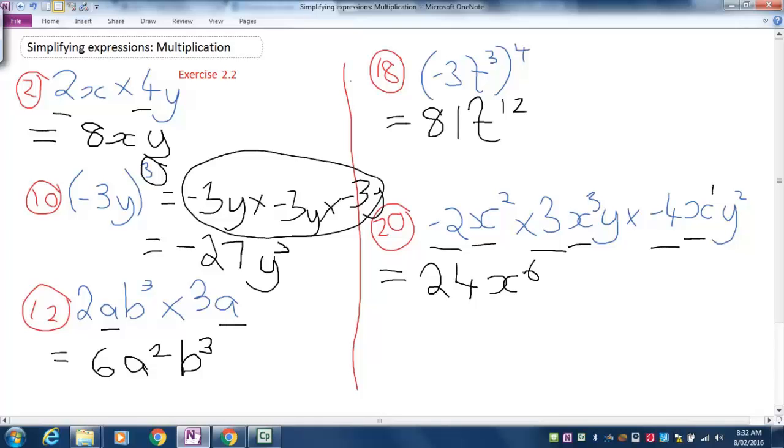And then with our y terms, I have here a y to the 1, and then here I have a y to the 2. So 1 plus 2 gives me y to the 3, adding those indices. So I hope that's helpful to remind you of how to simplify algebraic expressions through multiplication.